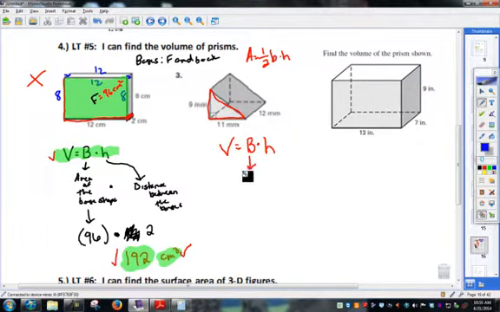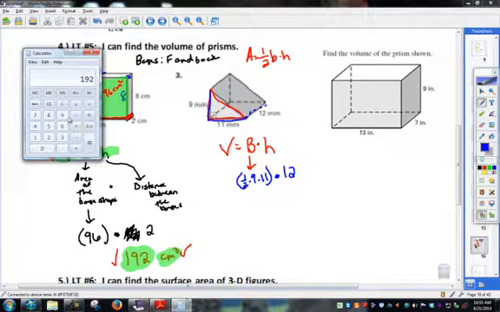So I've got to find the area of my base shape, which is a triangle. It's going to be 1/2 times my base and my height, which is 9 times 11. And then we're going to multiply it by the distance between the two bases, which is 12. So you get out your calculator.